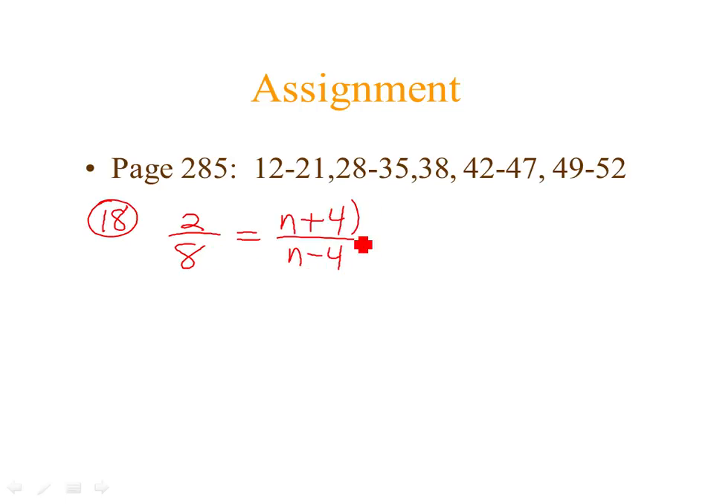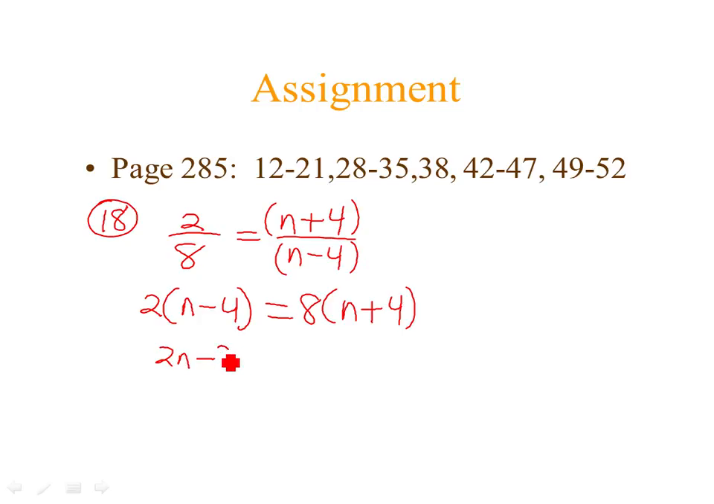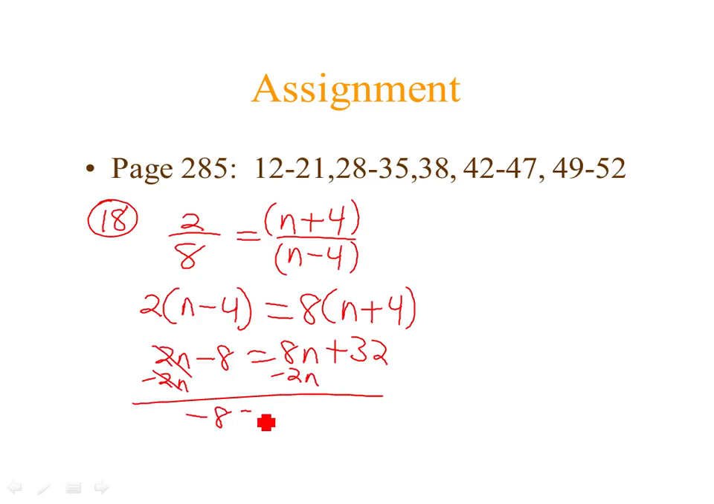First thing you're going to do again, put parentheses around this. Cross multiply, you get 2 times n minus 4 equals 8 times n plus 4. Distribute, that's 2n minus 8, 8n plus 32. Get all the n's on one side. Negative 8 equals 6n plus 32. Subtract 32 on both sides.